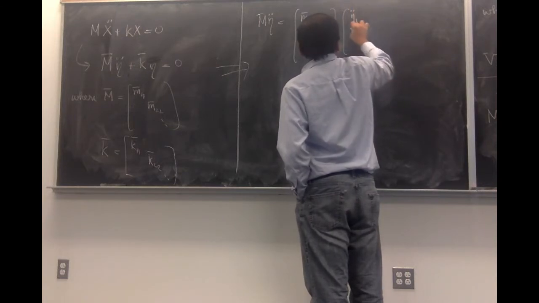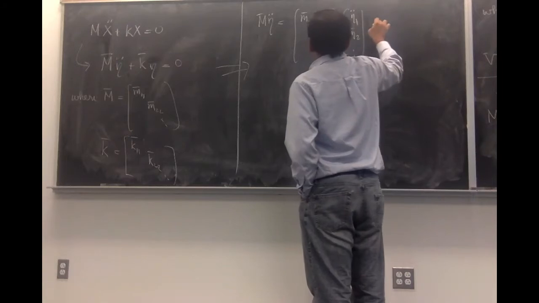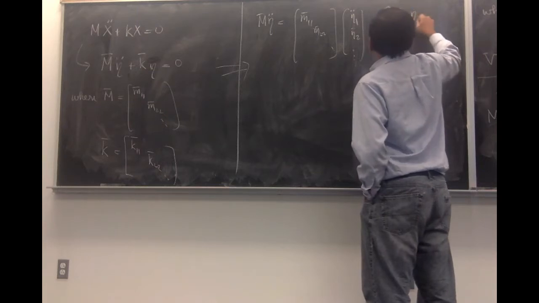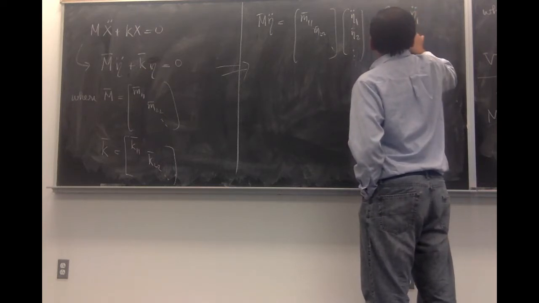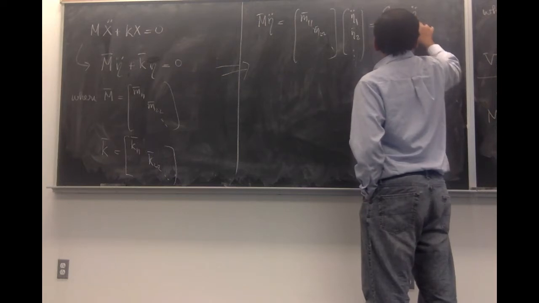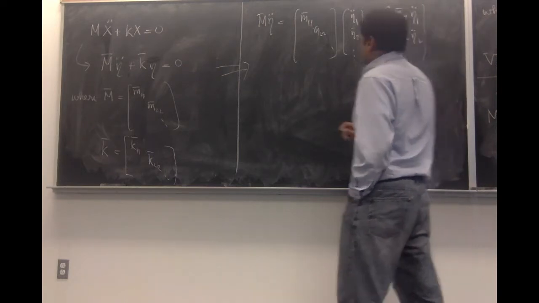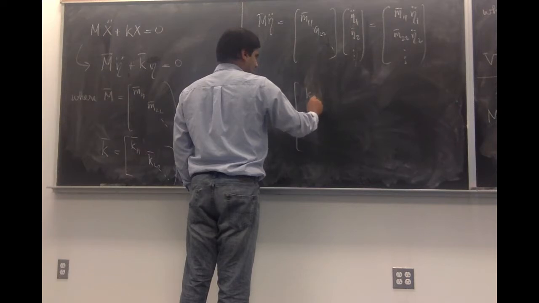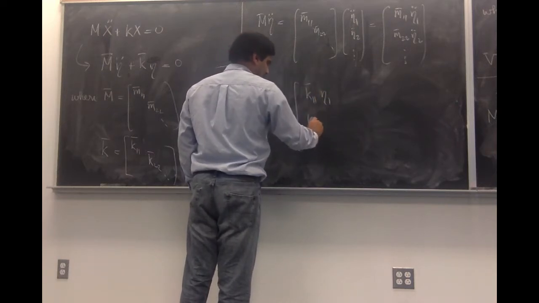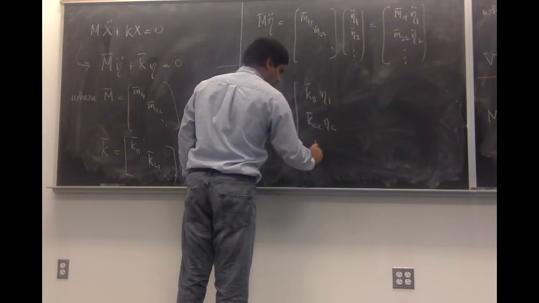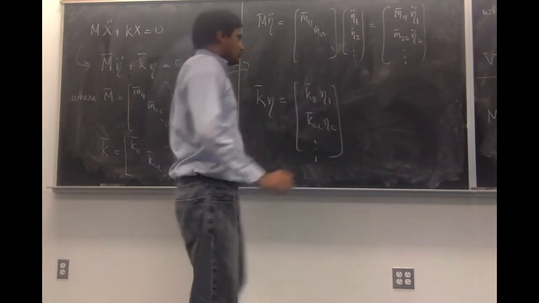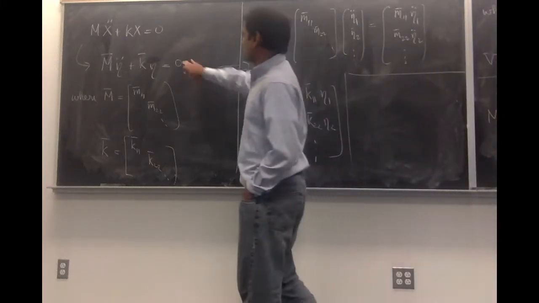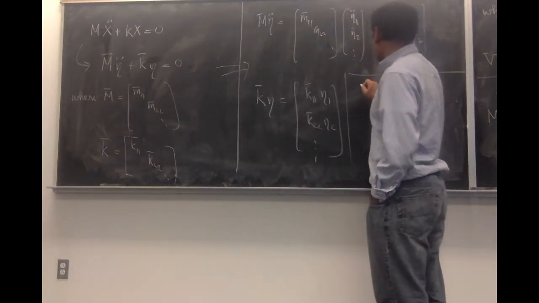Eta 1 double dot, eta 2 double dot, etc. And that just gives us M11 bar eta 1 double dot, M22 bar eta 2 double dot, etc. Similarly, K bar eta is going to be equal to this column matrix K11 bar eta 1, K22 bar eta 2, etc. Okay? And what we get is when we plug these two things into this equation, we get n equations of this form.